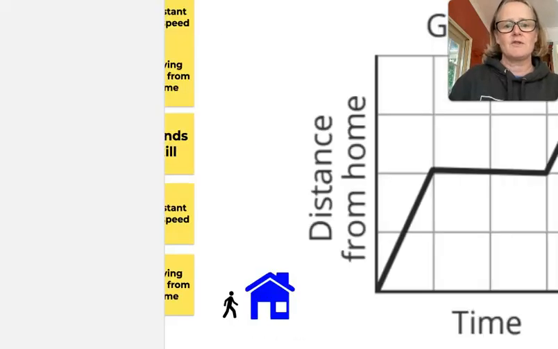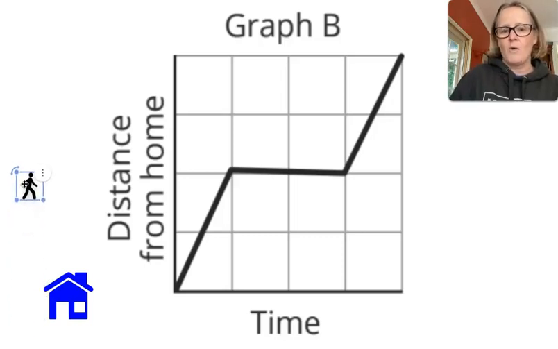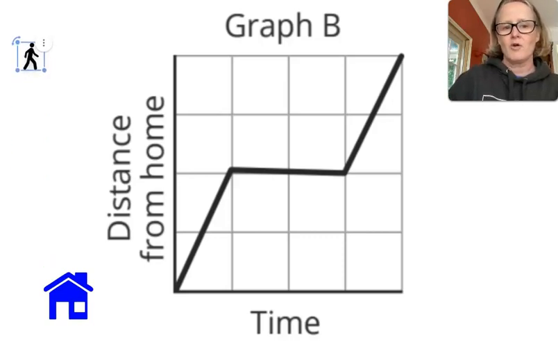Let's have a look at another story. In this graph, we have something different happening. For a start, this person is moving quicker. So in one block of time, he's moving a little bit faster away from home. And then he stands still for 2 blocks of time. He doesn't get any further away from home. And then he moves quickly away from home and covers 2 blocks of distance in 1 block of time.